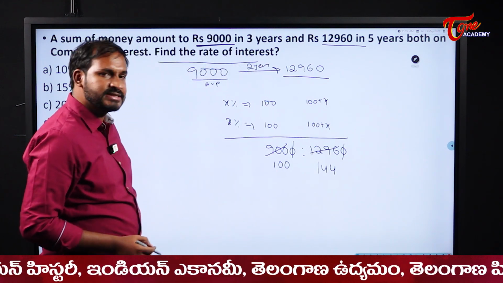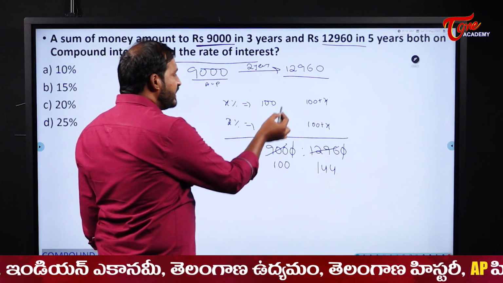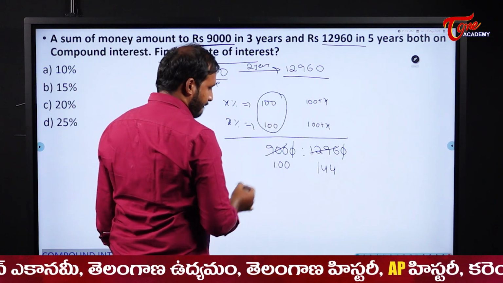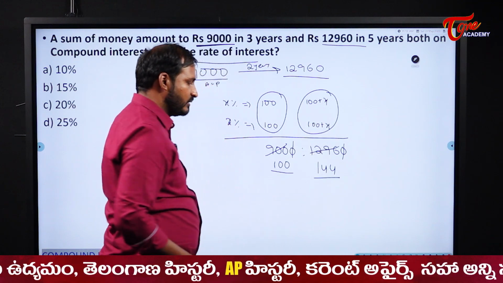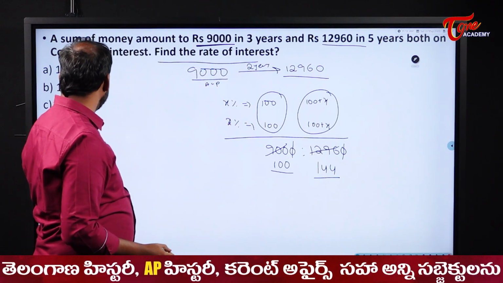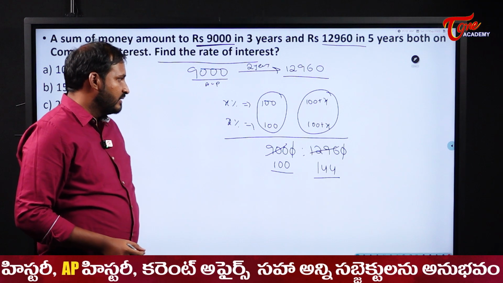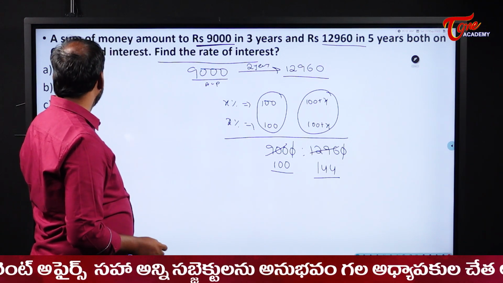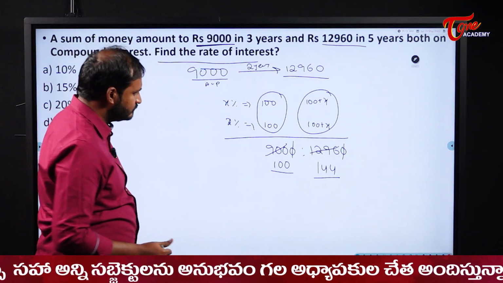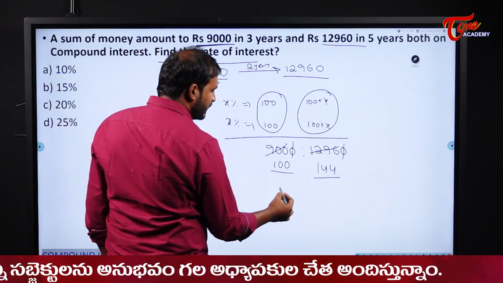Now from this, please observe carefully, students. 100 into 100, it came to 100. 100 plus X and 100 plus X, it came to 144. Please try to identify the logic here, students. By adding what will you get 144 and 100? Think wisely. Or else cross multiply, don't worry.